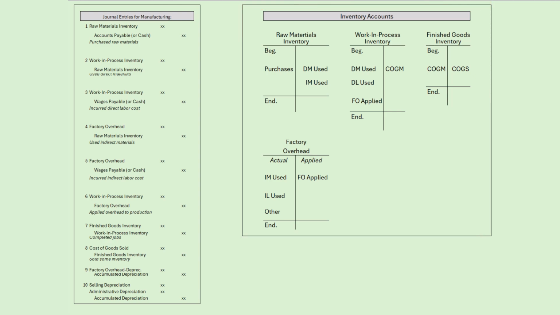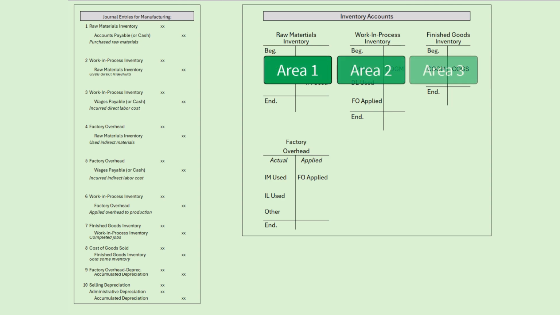Remember that every T account is a formula, and I want to talk about the main numbers that go through these T accounts and what they would be called so that you could be prepared to do word problems in an accounting class. Think of the top 3 T accounts as 3 distinct and separate areas in a factory. They could be all under one roof, but they are 3 distinct areas.